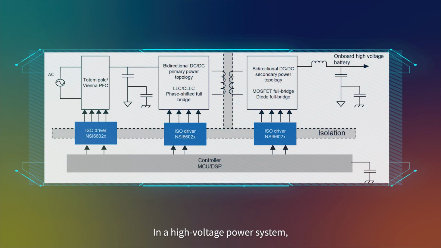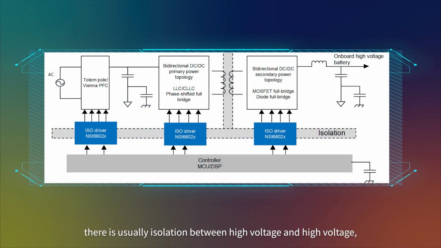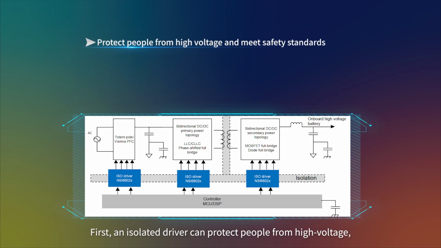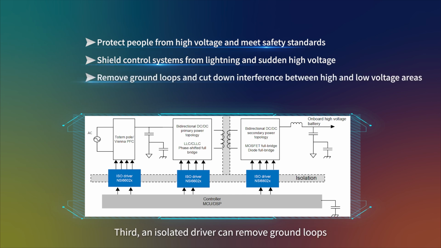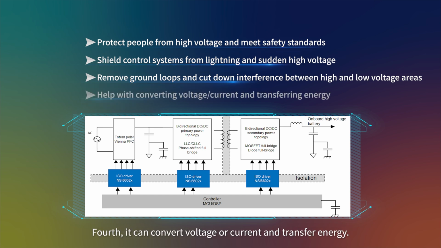In a high-voltage power system, there is usually isolation between high voltage and high voltage, as well as between high voltage and low voltage. First, an isolated driver can protect people from high voltage and meet safety standards through isolation. Second, it can shield the control system from lightning and sudden high voltage. Third, an isolation driver can remove ground loops and cut down interference between high and low voltage areas. Fourth, it can convert voltage or current and transfer energy.